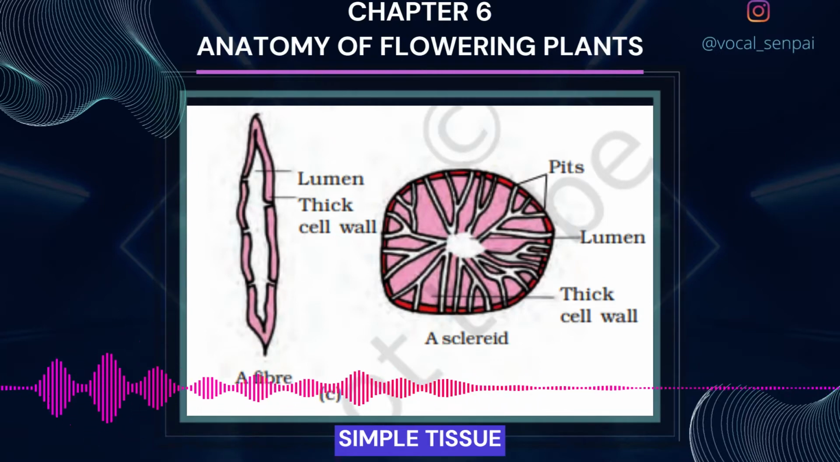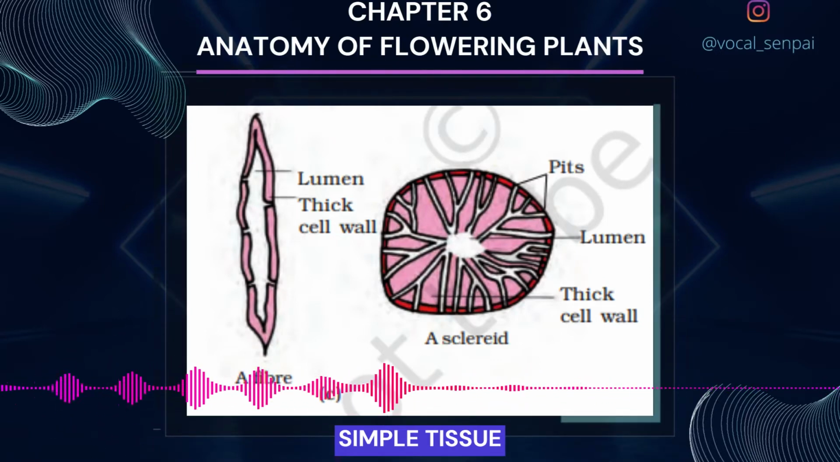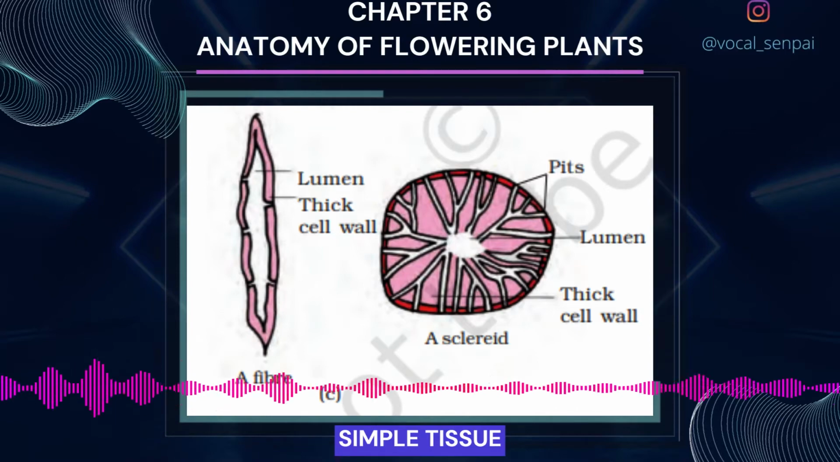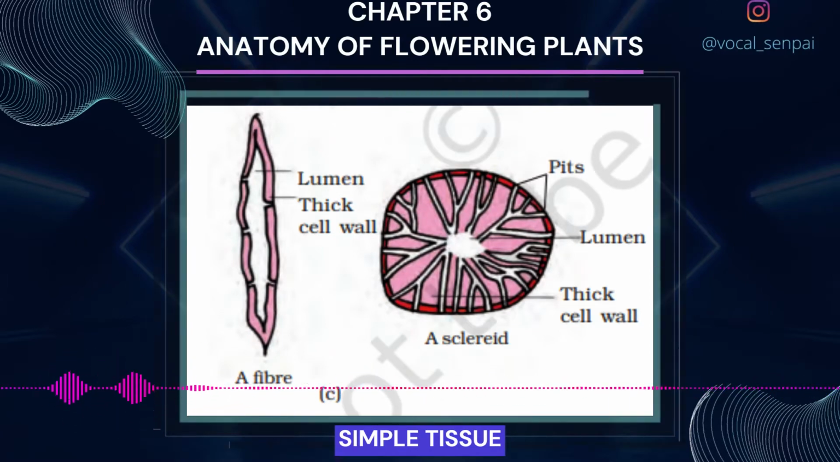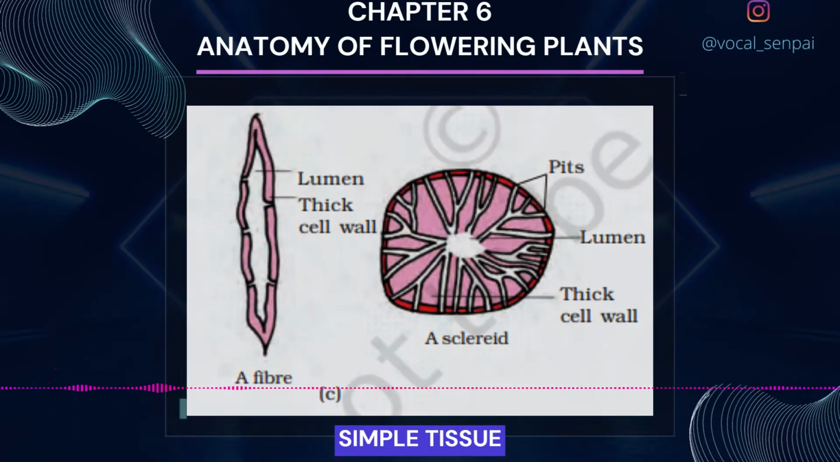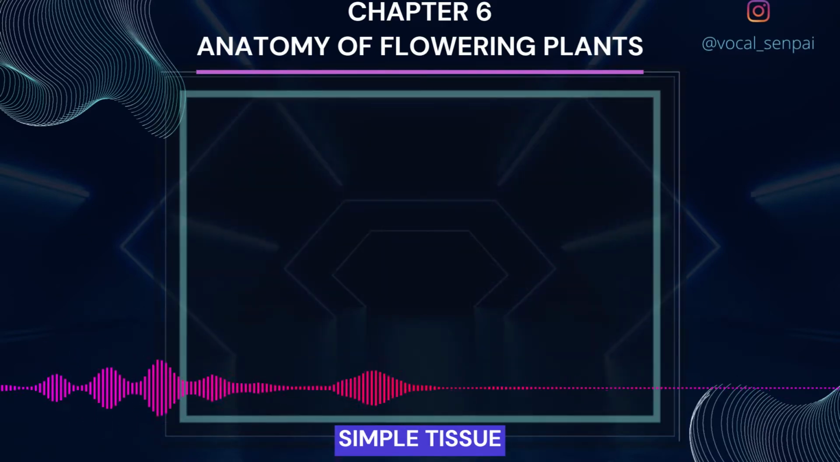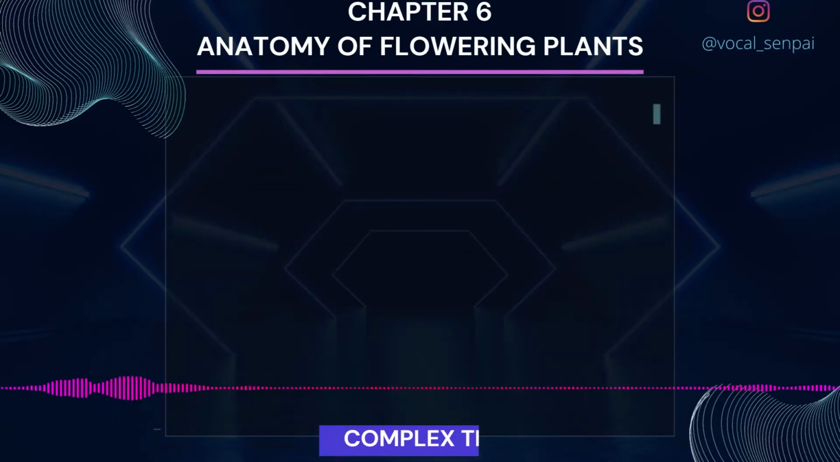These are commonly found in the fruit walls of nuts, pulp of fruits like guava, pear and sapota, seed coats of legumes and leaves of tea. Sclerenchyma provides mechanical support to organs. Complex tissues.